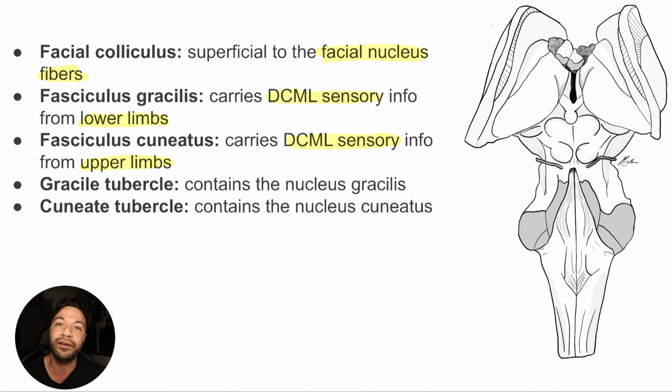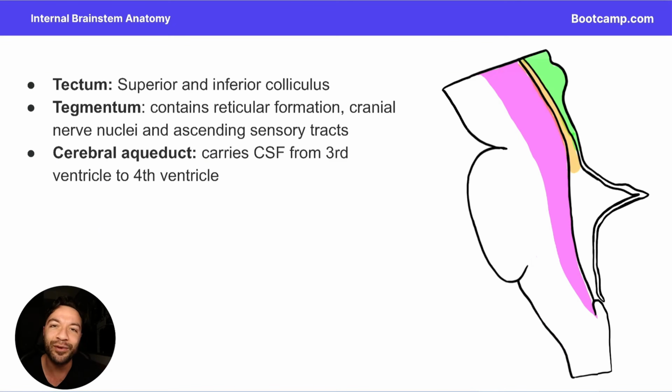And then, of course, we have our gracile tubercle, which houses the nucleus gracilis, and our cuneate tubercle, which houses that nucleus cuneatus. So now we're going to shift our focus inwards and take a look at some of the internal structures and areas of the brainstem.